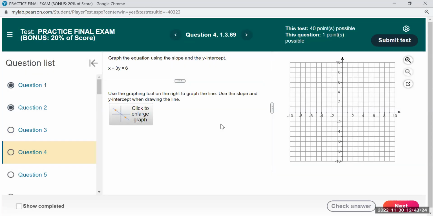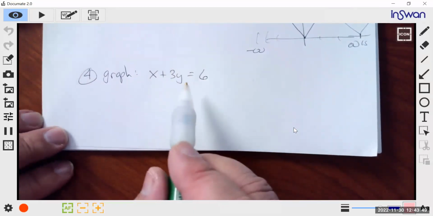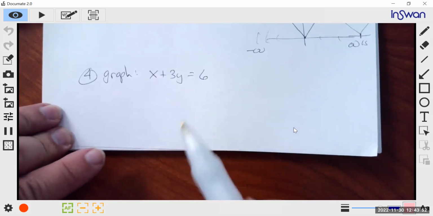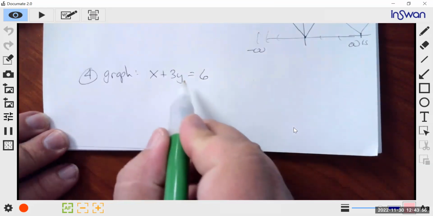Let's graph this equation, x plus 3y equals 6. So what do we need in order to graph it? In order to graph any graph, you either put this into slope-intercept form, or you could do it by finding the intercepts, the x and y intercepts. So let's do it both ways.